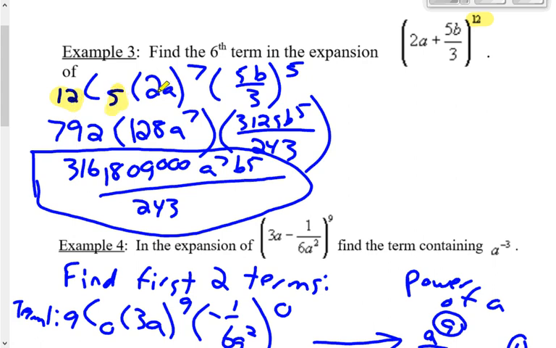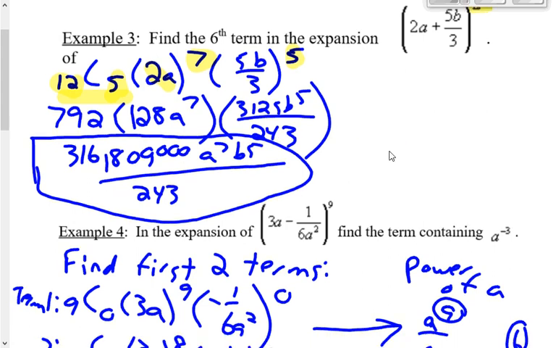How do I find the exponent that goes with 2a? Remember, subtract. 12 take away 5 is 7. Once I know that exponent 7, the one that goes with the 5b over 3 has to add up to 12, so 7 plus 5 would give us 12. Then it's about punching things onto your calculator and simplifying. So there's the answer that you can see we end up with.